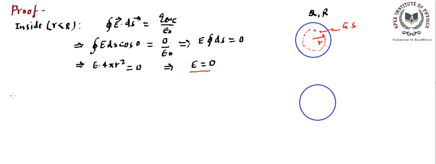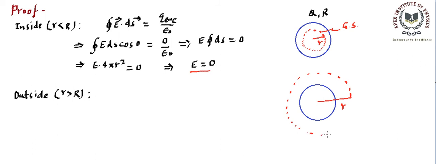Similarly, we can have a proof for the outside point. So let's say outside we are proving it, so r has to be greater than capital R. For this case we need to take a Gaussian surface lying outside. So this is, let's say, the charged spherical shell, and we are interested in a point which is r distance from the center. At this r distance we will opt for a closed surface which is symmetrical, that means it must be a sphere. This red color is our Gaussian surface, which is a closed surface.